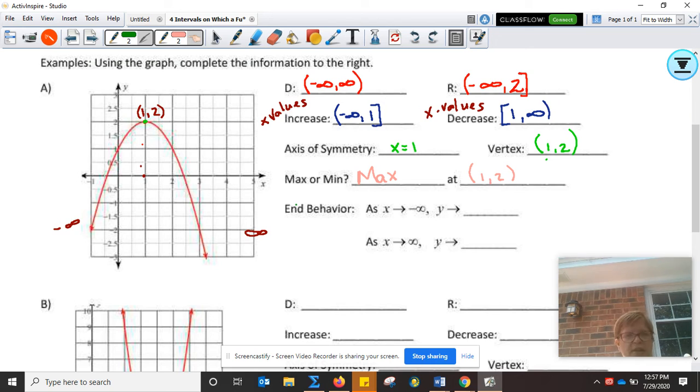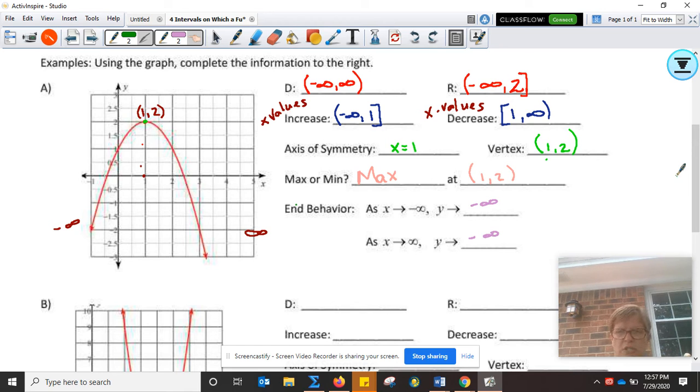Okay? So now your end behavior. As x approaches negative infinity, and that's right here. As x is going right here, what's going on with y? What is y doing? What's y approaching? y is approaching negative infinity as well. As x approaches infinity, what are y's doing? Well, it keeps getting smaller, so it approaches negative infinity as well.